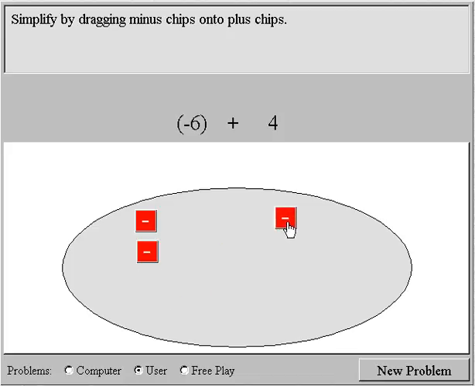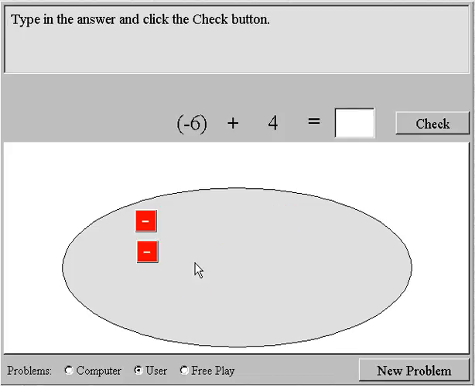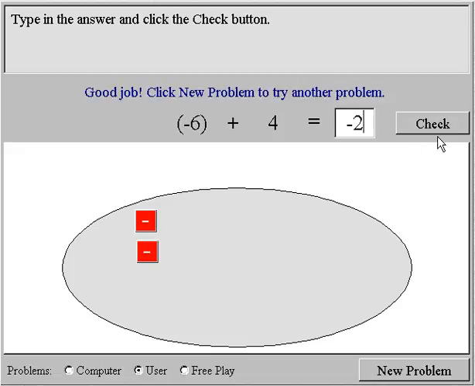And finally, let's do the last matching. It disappears. So how many chips do you have left? I have 2 red chips, which means I have -2. And that's why the answer is -2 for this addition problem.